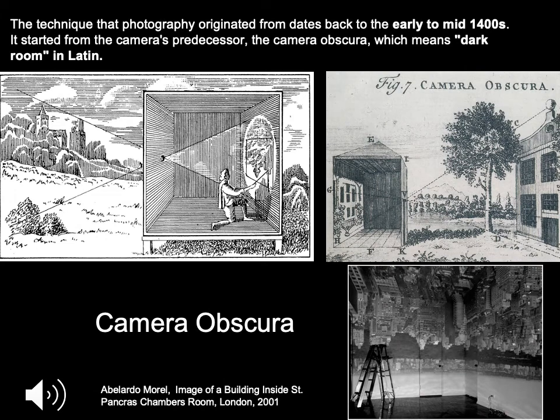The technique that photography originated from dates back to the early to mid 1400s. It started from the camera's predecessor, the camera obscura, which actually means dark room in Latin. It was a box with a pinhole in the front and a glass screen at the opposite end. And when light shone through the pinhole, it formed an image onto the glass.